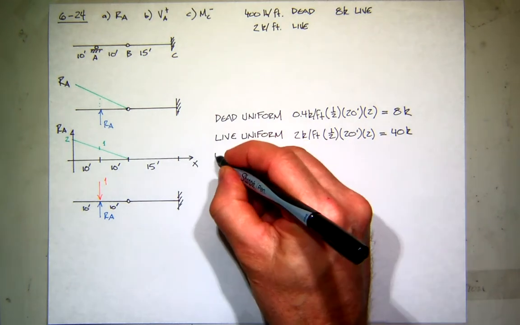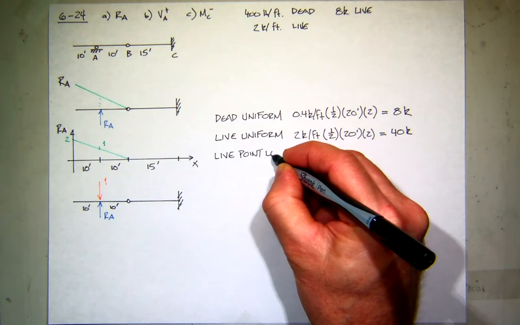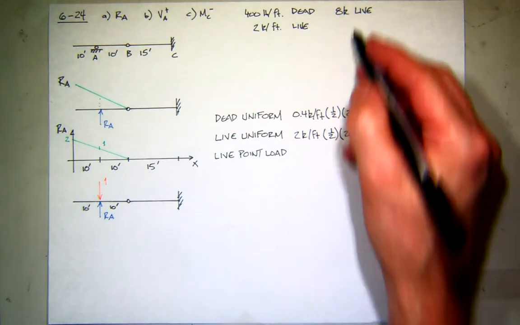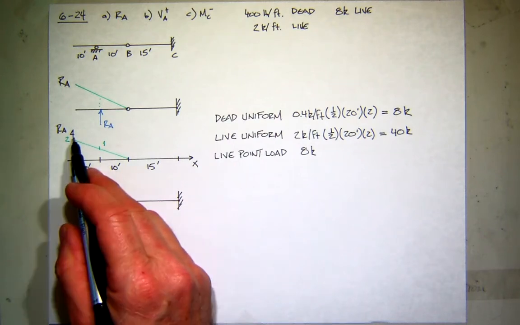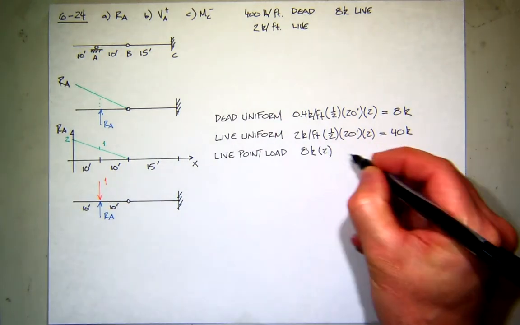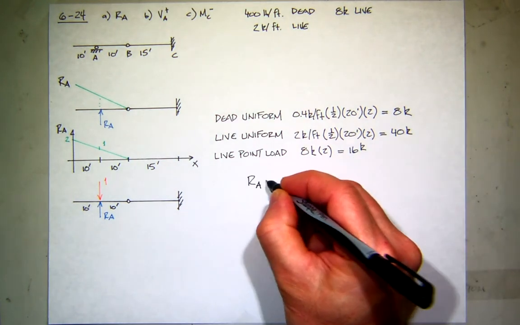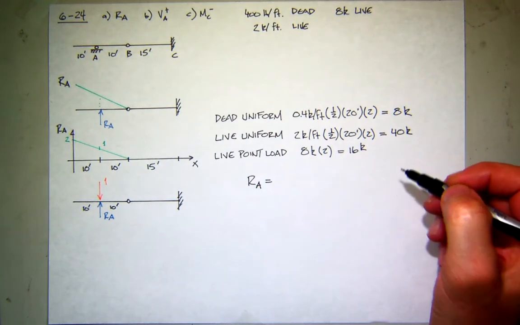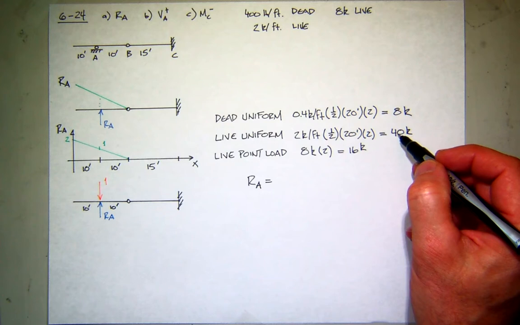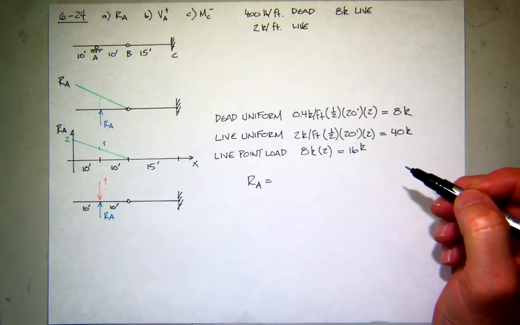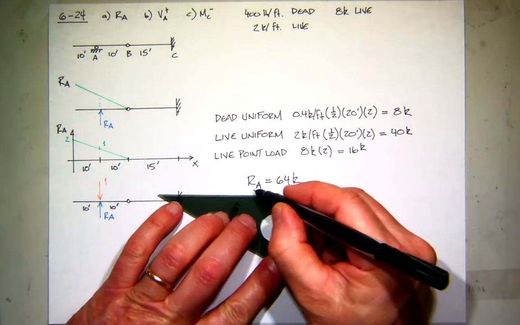And then finally, the live force, or the point load, we're going to multiply that value, which is 8 kips, times what? What's the maximum value here? 2. And that gives me 16 kips. So the total reaction at A is going to be all these added together. So 8 plus 40 is 48, 58, 64. So 64 kips.